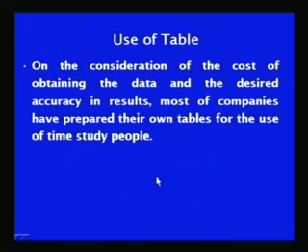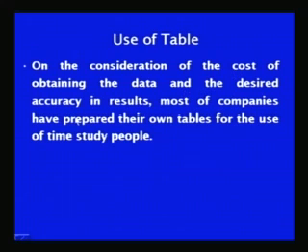The use of the table method is very common in industries because of economic reasons. It is a costly affair to find out the number of observations to be carried out for timing each element. Therefore, industries have developed their own tables for identifying the number of observations to be carried out for each element. These tables have been developed in view of the time required for a particular element and its possible frequency in the organization, or the frequency of performing a particular kind of element. So, on the consideration of the cost of obtaining the data and the desired accuracy in the results, most of the companies have developed their own tables for use by the time study people.